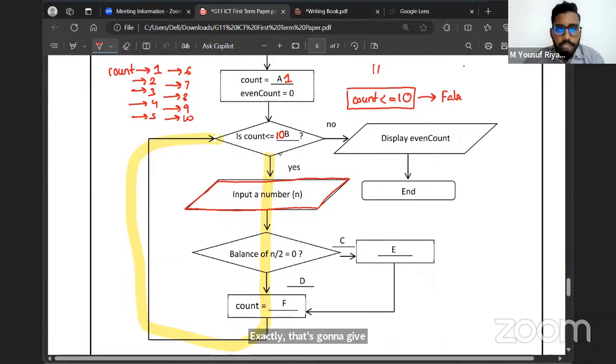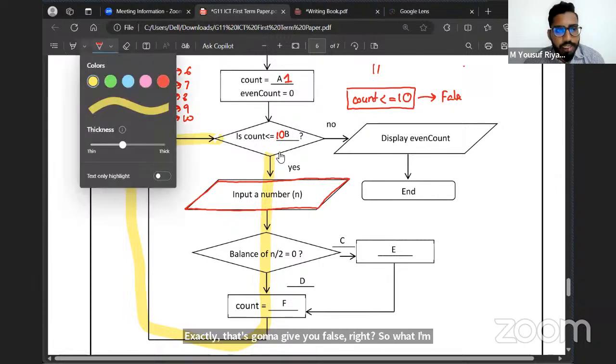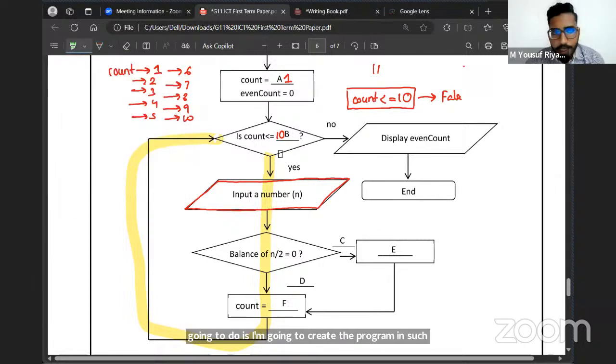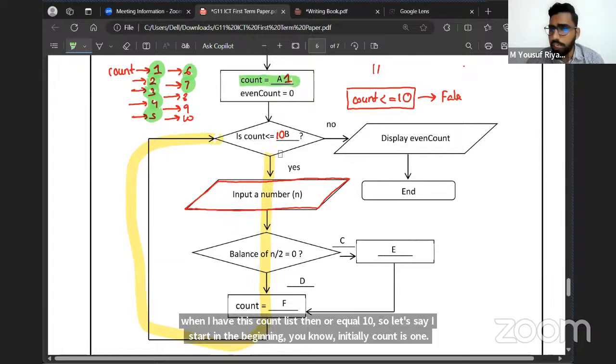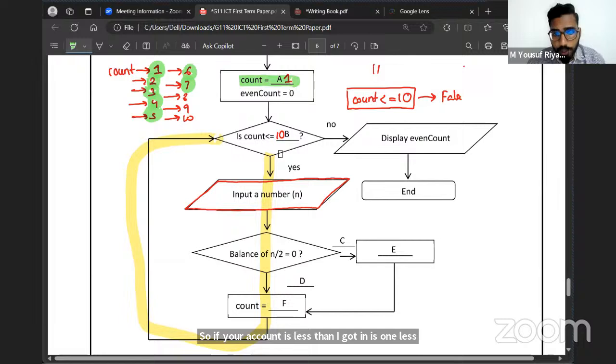So I'm going to create the program such that the instruction inside will be repeated only when the value of count is 1, 2, 3, 4, 5, 6, 7, 8, 9, 10. If you notice here, there are actually 10 different instances. So when I have count less than or equal to 10, let's say we're starting in the beginning, initially count is 1. Is 1 less than or equal to 10? That's going to give true. So we're going to go towards the yes side.